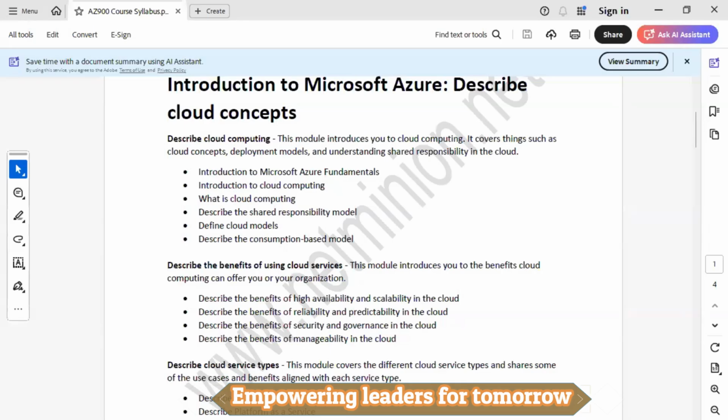Can you show the shared responsibility model? Okay. I will share with you. Don't worry. Let me share it right away. Just give me a minute.